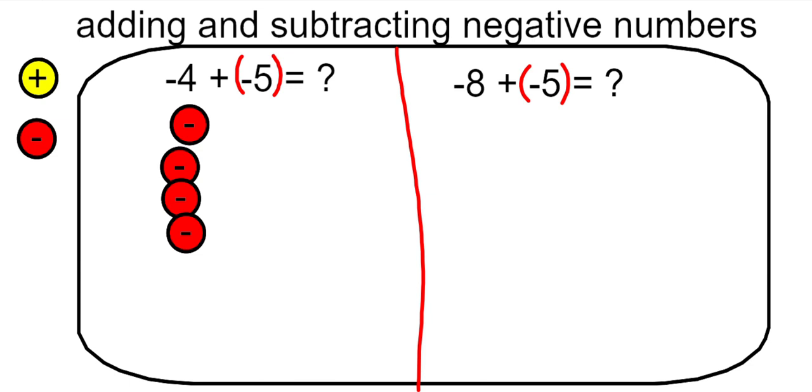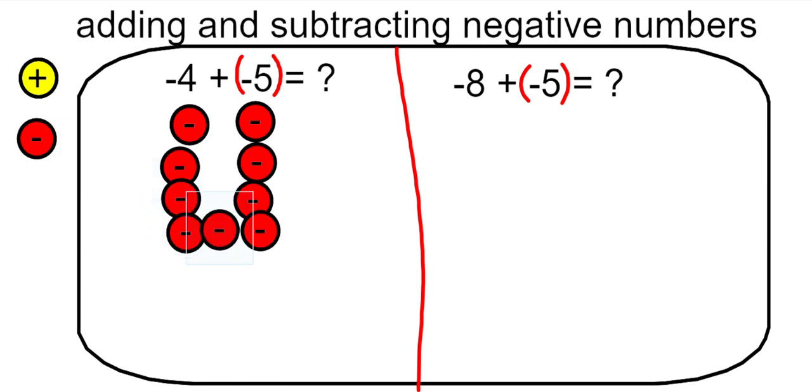Now that I've got my -4 on the left side where I'm starting, I need to add. Well, what am I adding? I'm adding 5 negatives. So let's go ahead and add 5 negatives: 1, 2, 3, 4, 5. Okay, now we try and cancel out. Wait a second, we don't have any positives to cancel out with. So we're going to be left with nothing but the negatives.